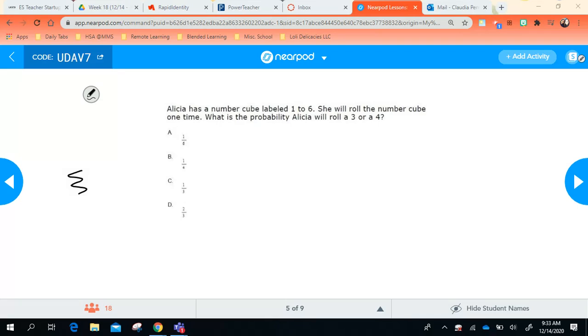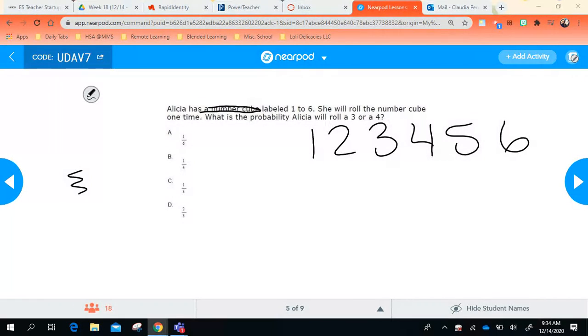She has a number cube labeled 1 to 6. She will roll the number cube 1 time. What is the probability Alicia will roll a 3 or a 4? So we're looking at simple probability first. We're looking at one event. Santiago, you're going to have to refresh and make sure that you are on the right day. So we have a number cube. 1, 2, 3, 4, 5, and 6. What is the probability that she will roll a 3 or a 4?